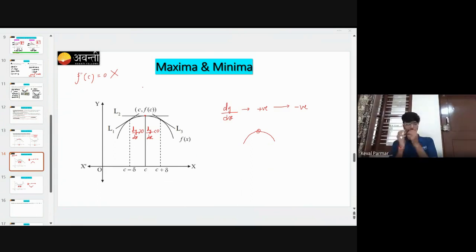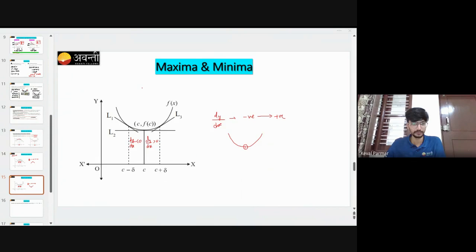I hope you are clear. Second derivative test: f double dash greater than 0, minima. f double dash less than 0, maxima. First derivative test: dy by dx changes from positive to negative, maxima. From negative to positive, minima. Let's do the questions.